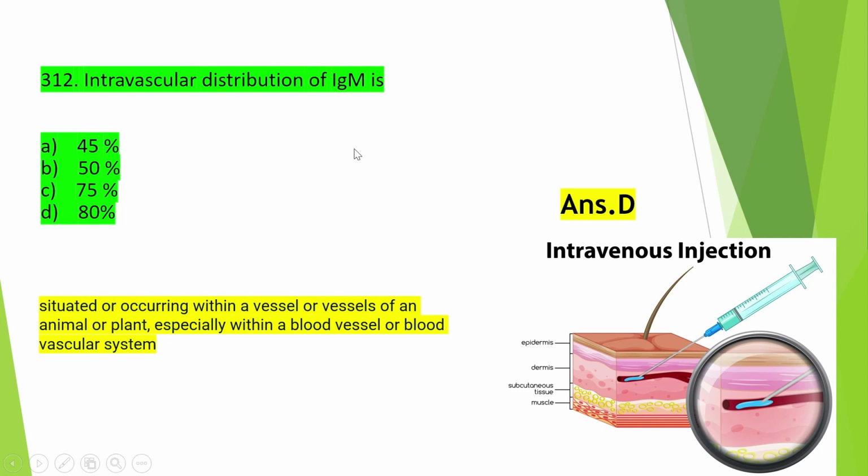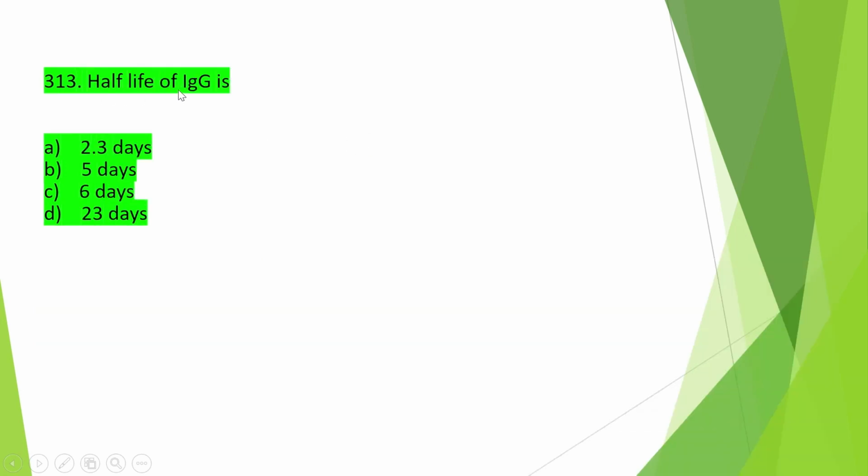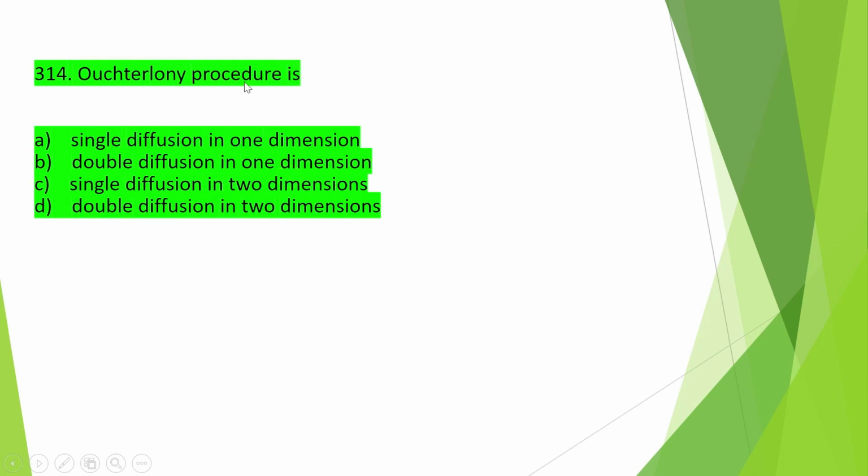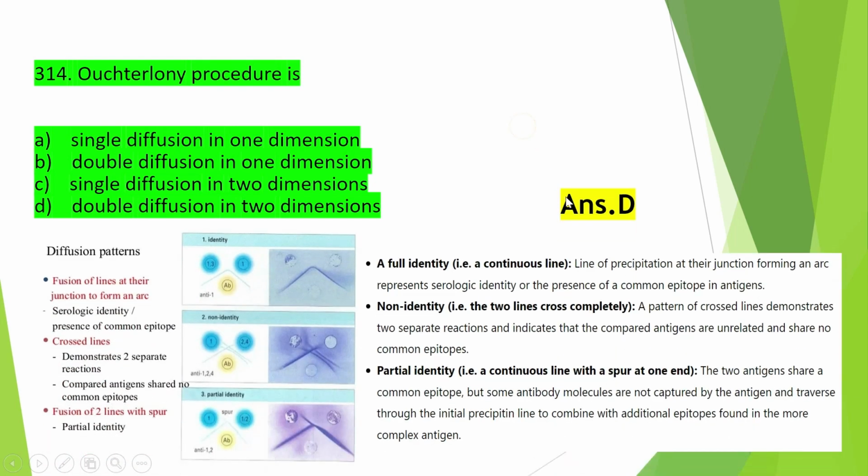Okay, so move on to the next question, that is half-life of IgG is 2.3 days, 5 days, 6 days or 23 days, and the right one is option D, that is 23 days. So half-life of IgG is 23 days. And the next question is Ouchterlony procedure is single diffusion in one dimension, double diffusion in one dimension, single diffusion in two dimension or double diffusion in two dimension, and the right answer is option D. So Ouchterlony procedure is a double diffusion in two dimension.